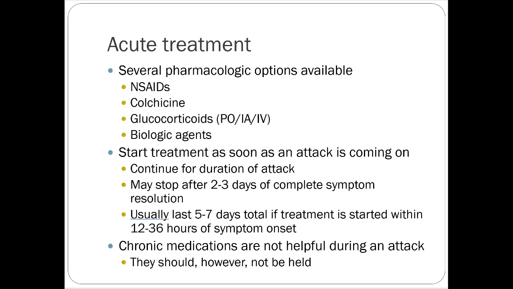You have a couple options available. There's basically three choices to treat a gout flare. There's NSAIDs, there's colchicine, and glucocorticoids, and you can combine them potentially. There's also some biologic agents that are super expensive and may be used for like last line therapy that doesn't respond to anything else.